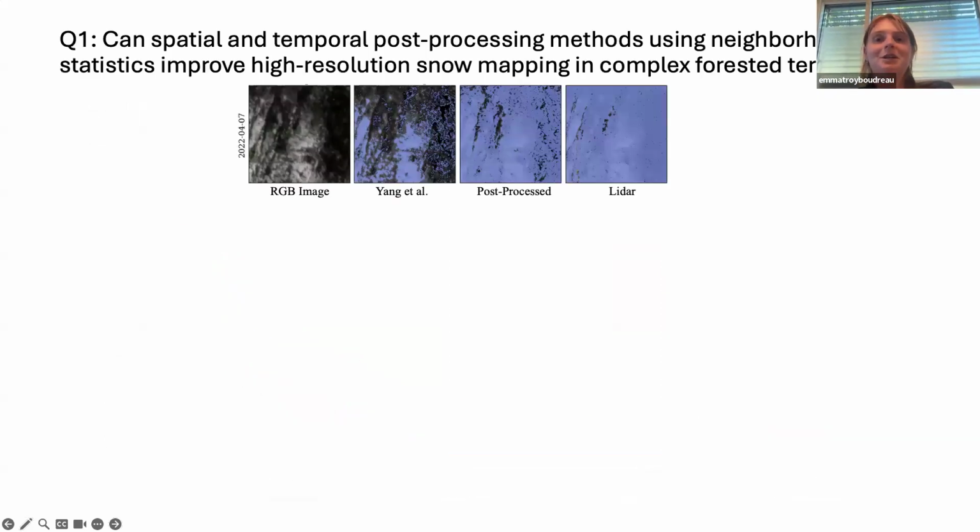And to conclude and just go over our 3 questions: can spatial and temporal post-processing using neighborhood statistics improve high resolution snow mapping? Yes, especially in the early season it adds snow, and maybe later in the season a little bit less snow, but it's still adding snow in the canopy when we know there is still snow there.